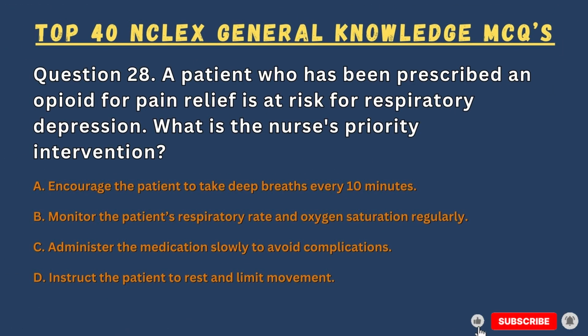Question 28. A patient who has been prescribed an opioid for pain relief is at risk for respiratory depression. What is the nurse's priority intervention? A. Encourage the patient to take deep breaths every 10 minutes. B. Monitor the patient's respiratory rate and oxygen saturation regularly. C. Administer the medications slowly to avoid complications. D. Instruct the patient to rest and limit movement.